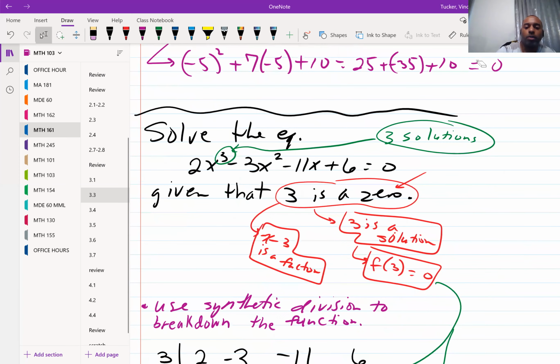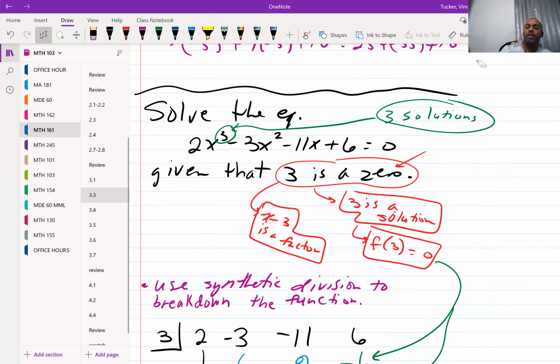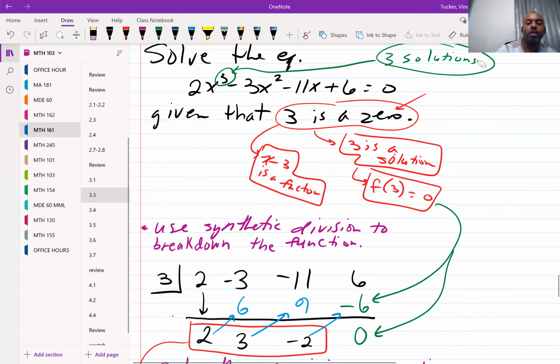All right, so we're going to use synthetic division to break down the function. And this goes back to what Mr. Williams was saying. This is why this is important. Let's say if they didn't tell you and you had to test it, you would plug 3 in and get out 0. Then you can use 3 to break down the function. We already know it because they tell us that 3 is a 0. But let's say if you were doing this from scratch and you wanted to know if 3 was a solution, you would plug 3 in and see if it equals 0. If it is the case, then you can use synthetic division to break down the function. So that's what we're doing here.